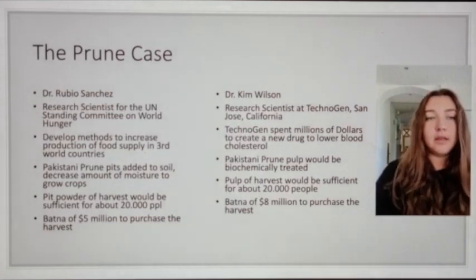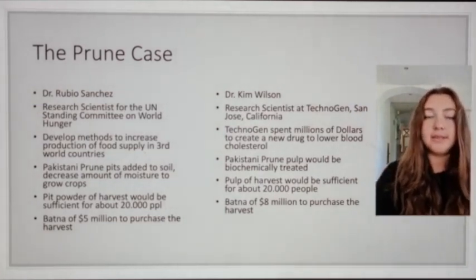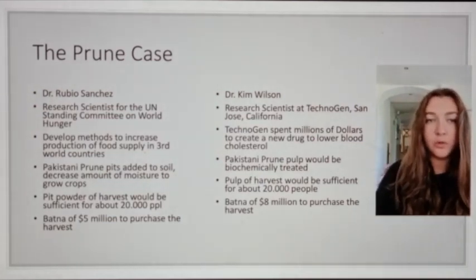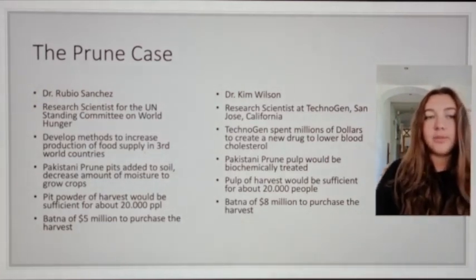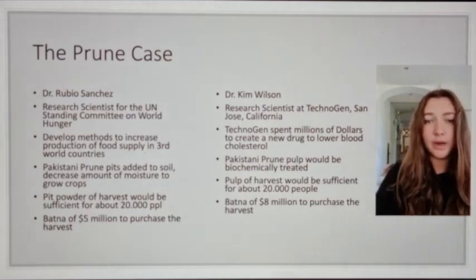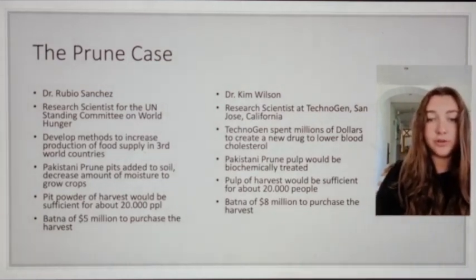The case itself dealt with Dr. Rubio Sanchez, a research scientist for the United Nations Standing Committee on World Hunger, who developed a method to increase the food production supply in third world countries. This would help about 20,000 people, and he was allowed to spend $5 million for the whole harvest.